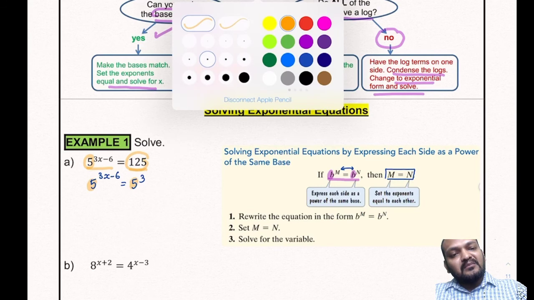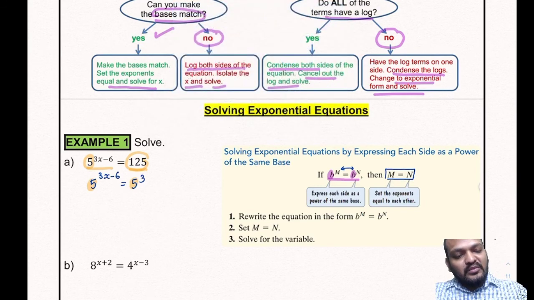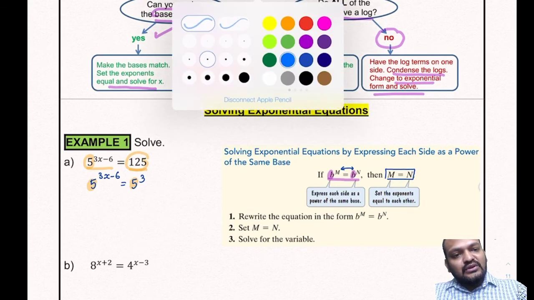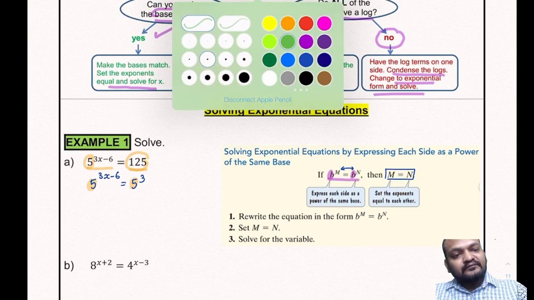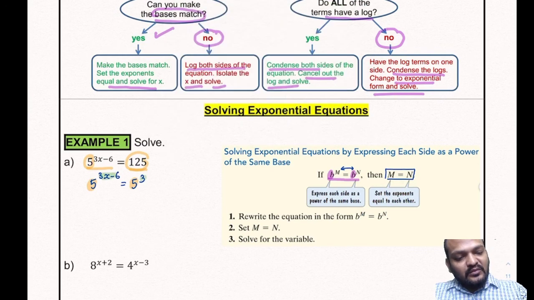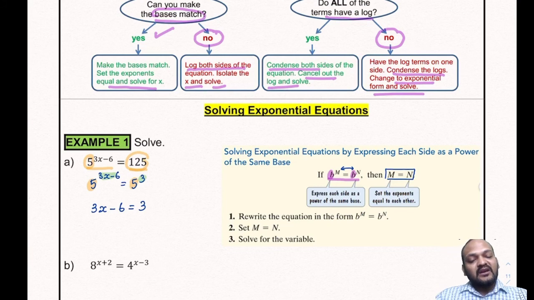Since I have the same base, these two should be equal. These two should be equal. This 3x minus 6 should be equal to 3, and that's what I am going to do. So now I'm going to set the powers equal to one another, 3x minus 6 equals 3. Now I have an algebraic equation for x, and I'm going to solve that.